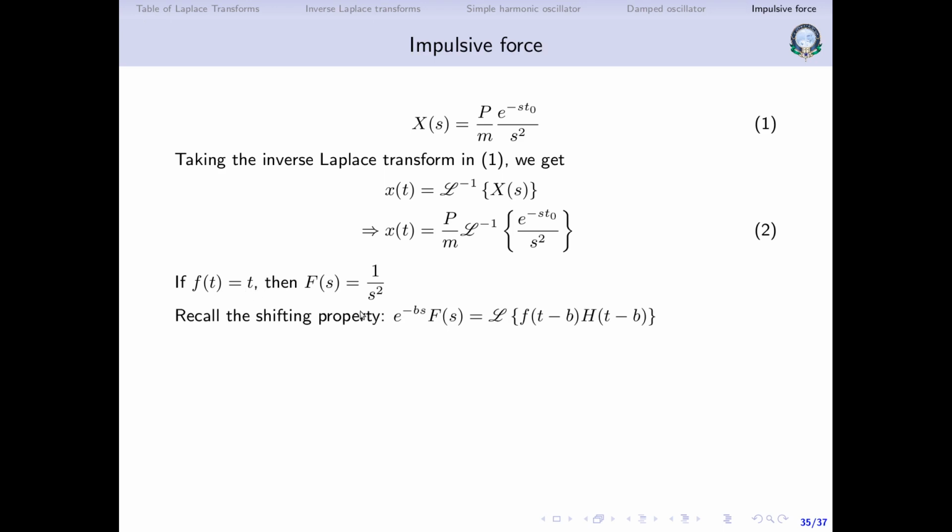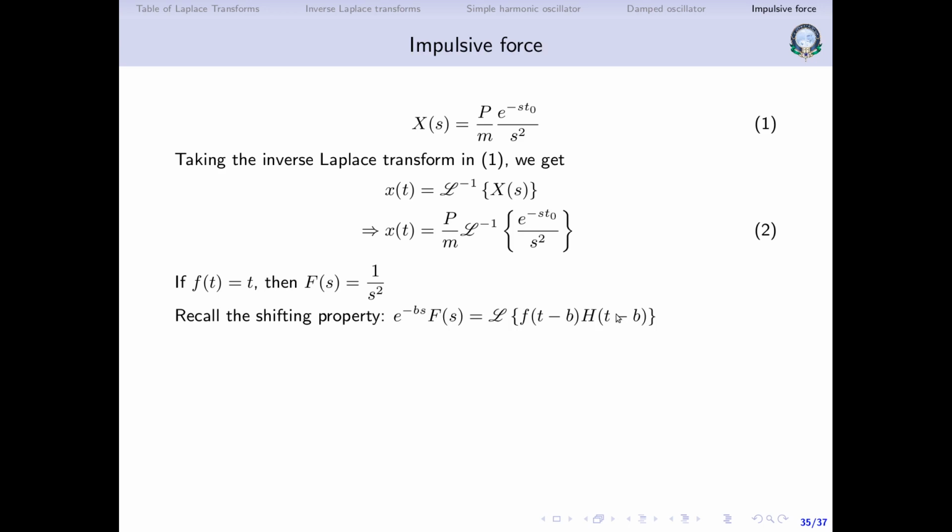Why am I doing this? Because I want to use the shifting property here. What we have is 1/s^2, and that is basically the Laplace transform of something, and that is being multiplied with e to the power minus some other quantity. That immediately brings to my mind the shifting property. What it says is e^(-bs) F(s) is equal to the Laplace transform of f(t - b) h(t - b).